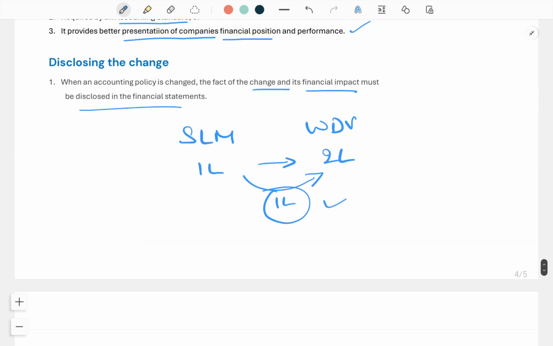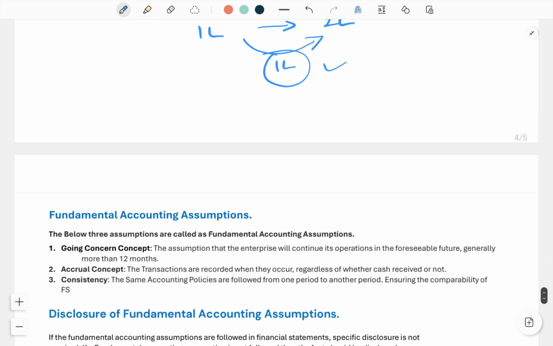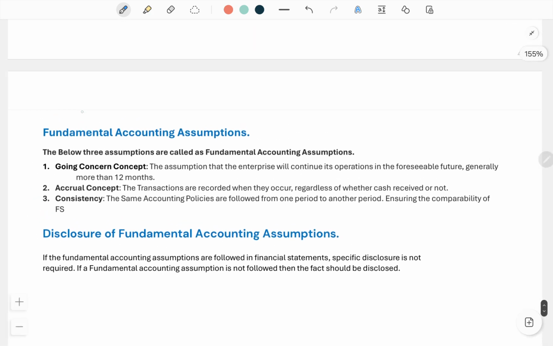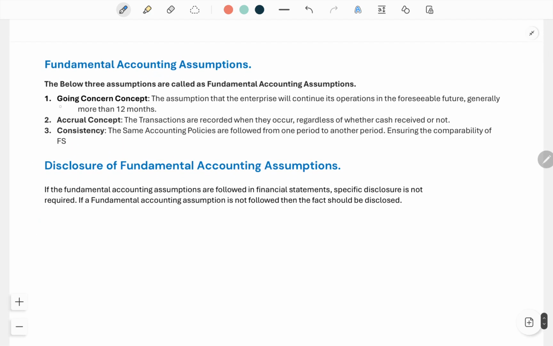So we are going to disclose all the accounting policies followed by the company. But there are certain accounting assumptions which are considered as fundamental. Those are going concern concept. So it is assumed that the company will continue for a reasonable period in the future. Generally it is taken as the company's next 12 months. It is an assumption.